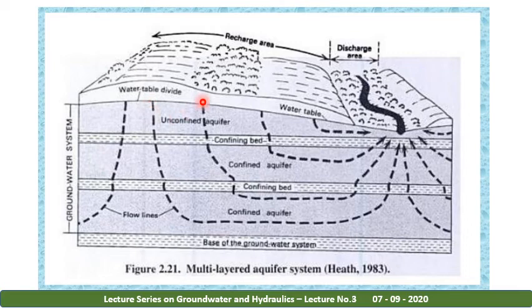You can see, whether it is an unconfined bed or a confined bed, all water is flowing towards the springs only. That means the pressure is released from the higher end to the lower end, and it is completely moving towards the springs.